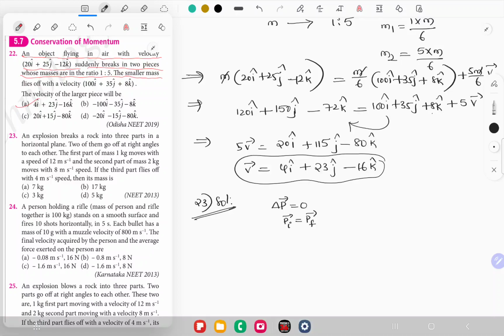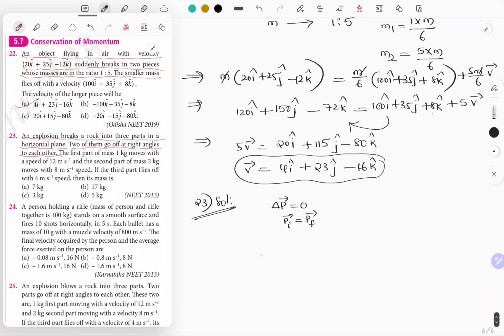Now look at the question. An explosion breaks a rock into 3 particles in a horizontal plane. 2 of them go off at right angles to each other. Okay, so look at the diagram. Initially, the object is at rest. Now it is divided into 3 particles after the explosion. So 2 of them are moving perpendicular to each other. Okay, so 2 of them go off at right angles to each other.